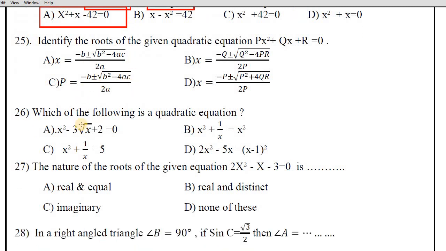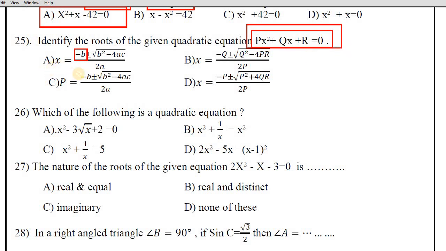And 25th question, nicely they have confused you children. Identify the roots of the given quadratic equation. tx square plus qx plus r is equals to 0. They have not given it as ax square plus bx plus c is equals to 0. So which option you will select? So it takes some time. See here, b is there, isn't it? b is there, but in our standard form b is not there. Hence option A is wrong.